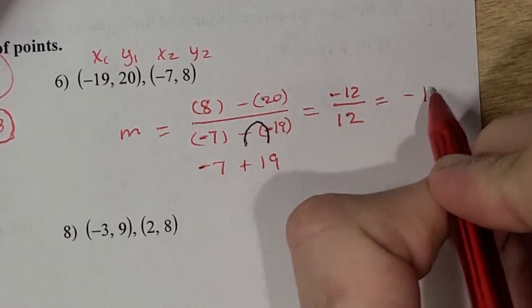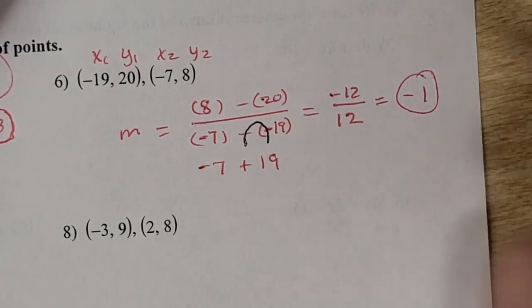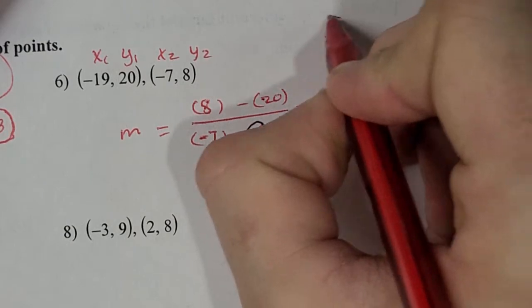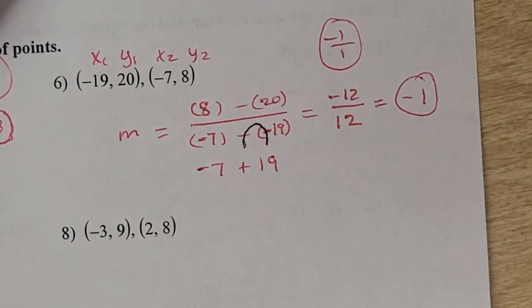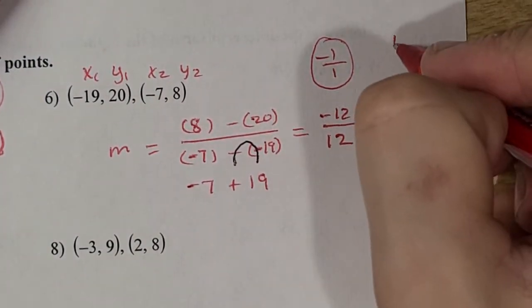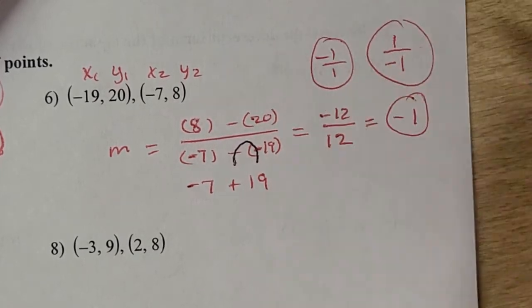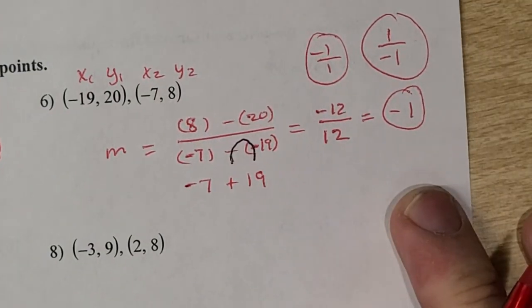When you divide those, you get -1. Or you could write it as -1 over 1. I don't know why you would do this last one because the negative's already on the top, but 1 over -1, same thing. If you do it that way, you're weird and I accept you for who you are.